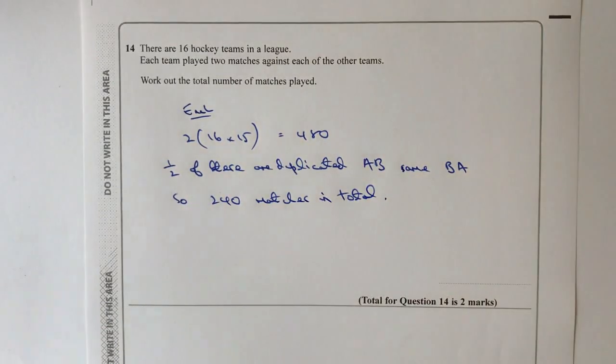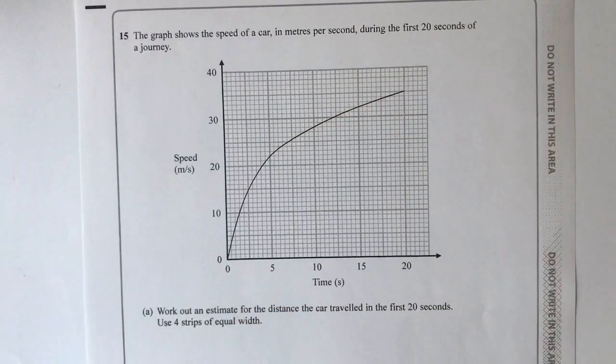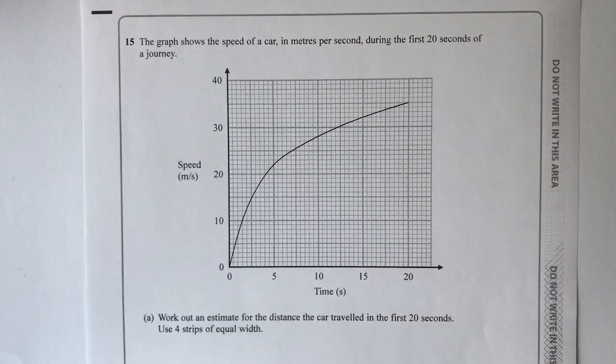All right, a bit tricky. I think this particular paper, also with the previous question on similar shapes, question number 13, is just a little bit difficult to work through, but hopefully you'll be okay with question number 15, which looks at the speed of a car during the first 20 seconds of a journey. We're being asked to work out an estimate for the distance the car travelled in the first 20 seconds using 4 strips of equal width.